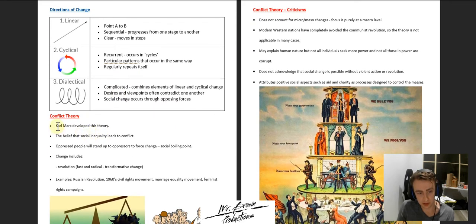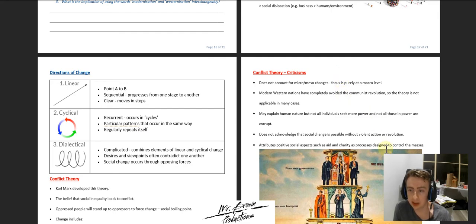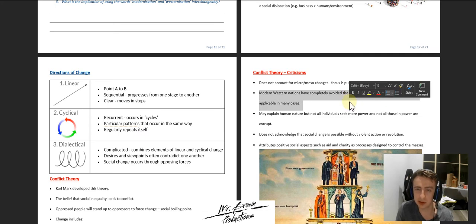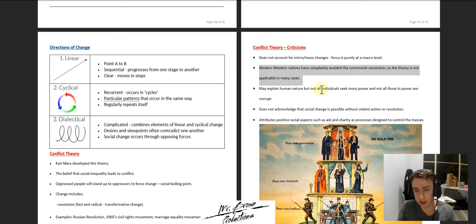So conflict theory, according to Karl Marx, was that every country at some stage will turn into a socialist country, and then they'll turn into a communist country. But most Western nations have avoided a communist revolution. So the theory isn't necessarily applicable in a lot of cases, right? It has in some, but the majority of countries around the world have yet to have that. The argument of conflict theory is that it's yet to happen and it will at some stage. So I guess you could say that's a weak criticism because it's arguing based on something that hasn't been proven yet.